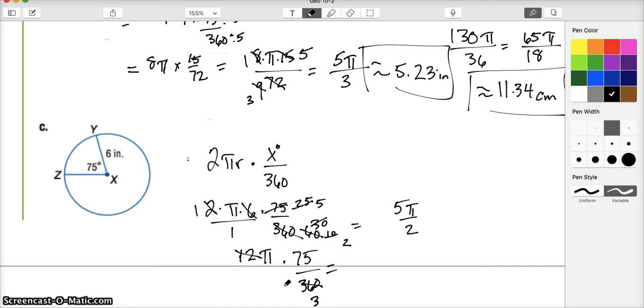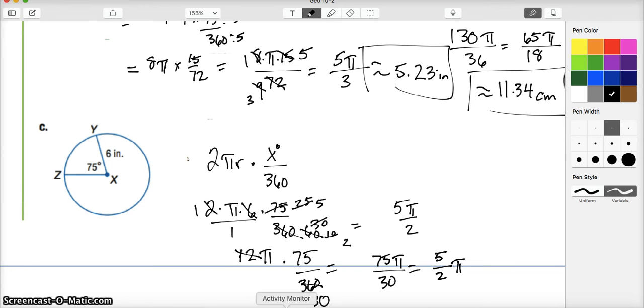When I divide 12 into 360, I get 30. So that 12 is gone, and I'm left with 75 pi over 30. Then I'm going to reduce that again, because 3 goes into both of these. Actually, 15 goes into both of them. 15 goes into 75 5 times, and 15 goes into 30 2 times. So that's how we get that. I don't know if you wanted to see that, but I felt like we needed to.